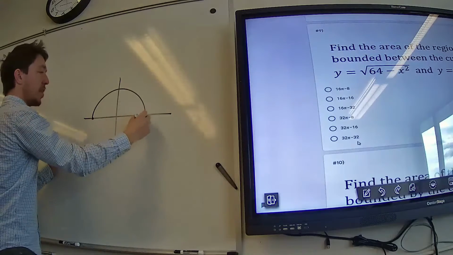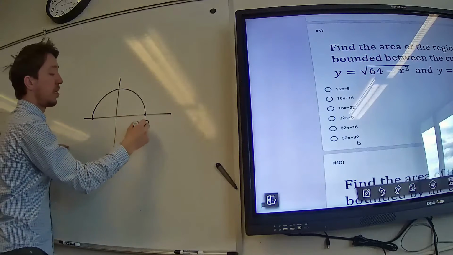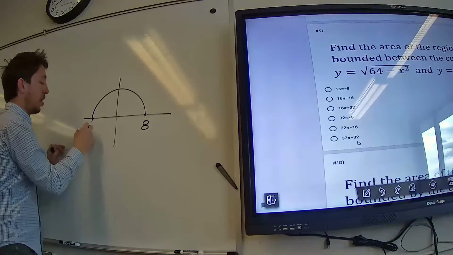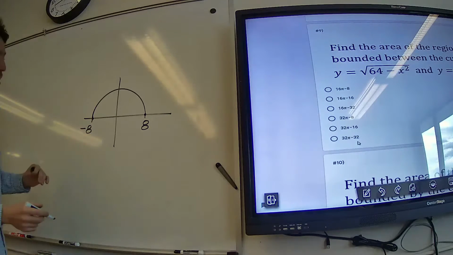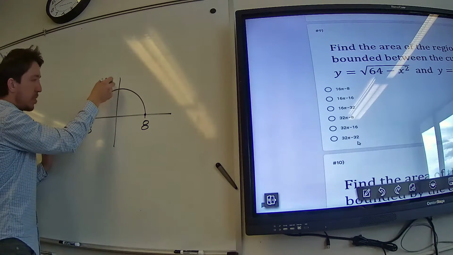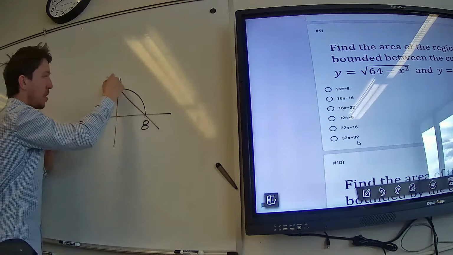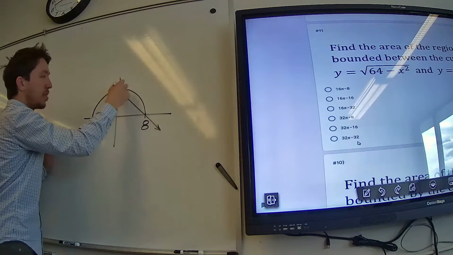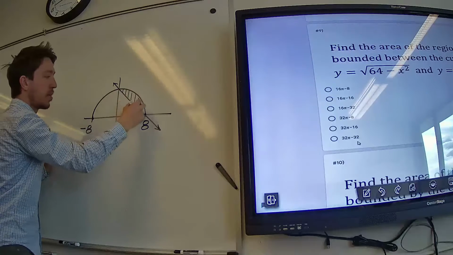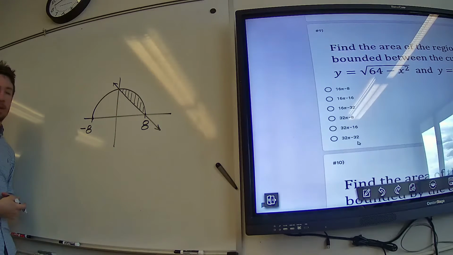Here's the semicircle. What's this value here? 8. There's a y intersection and an x intersection. Then y equals 8 minus x looks like this. So the bounded region is right here. Do you feel okay about that?